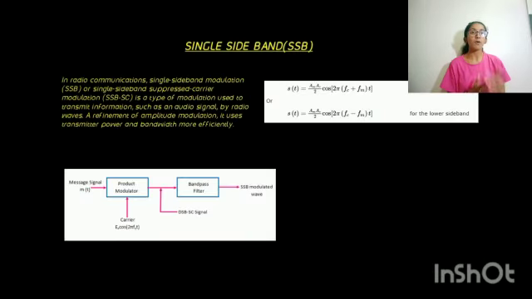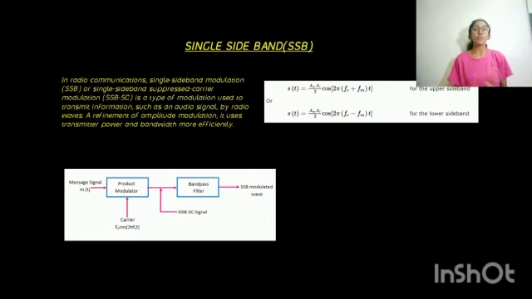Now, after the DSB-SC wave, let us come to single sideband waves, that is SSB. In radio communication, single sideband modulation, or single sideband suppressed carrier modulation, is a type of modulation used to transmit information such as an audio signal by radio waves. It is a refinement of amplitude modulation to transmit with power and bandwidth more efficiently.